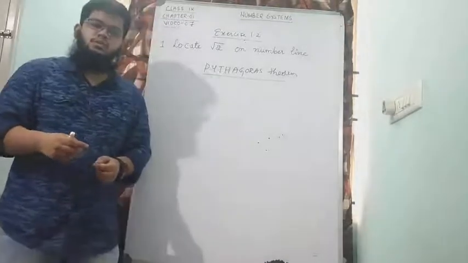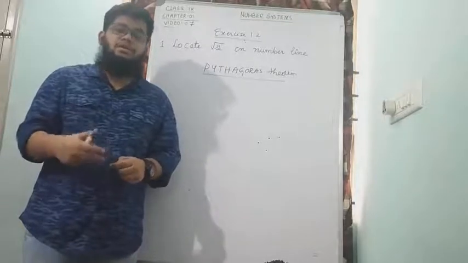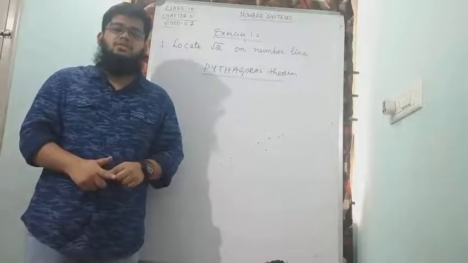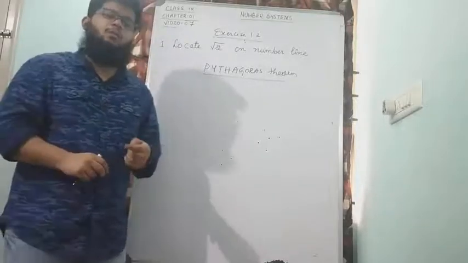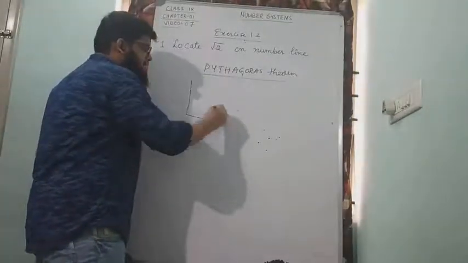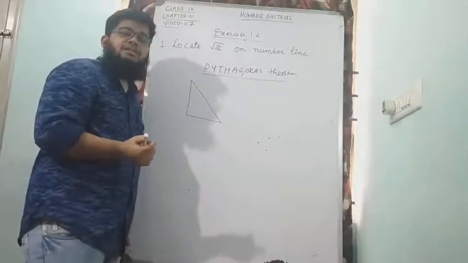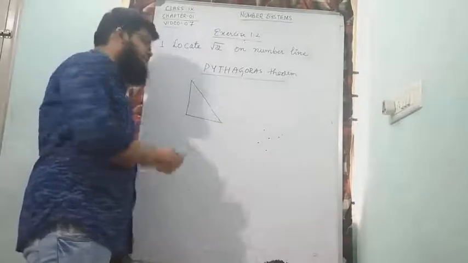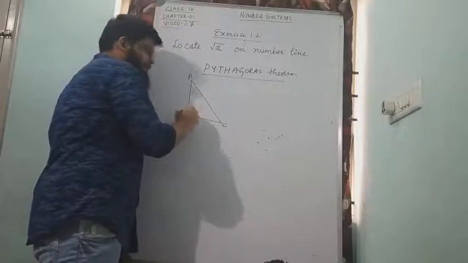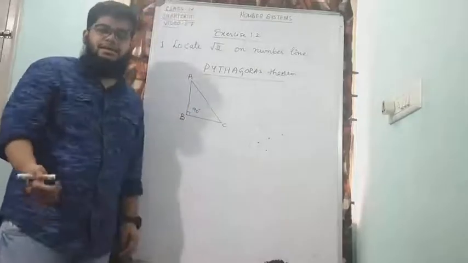Pythagoras was a very famous mathematician and he introduced something called Pythagoras Theorem. He gave a very important proof and therefore the theorem is called Pythagoras Theorem. Now what is Pythagoras Theorem? According to Pythagoras Theorem, if we have a right angle triangle, and what is a right angle triangle? A triangle in which one of the angles is exactly equal to 90 degrees. Example, if I have a triangle ABC and if angle B is exactly 90 degrees, then this triangle will be called a right angle triangle.